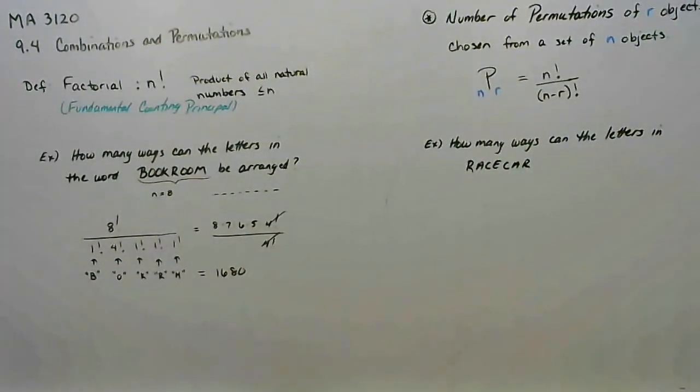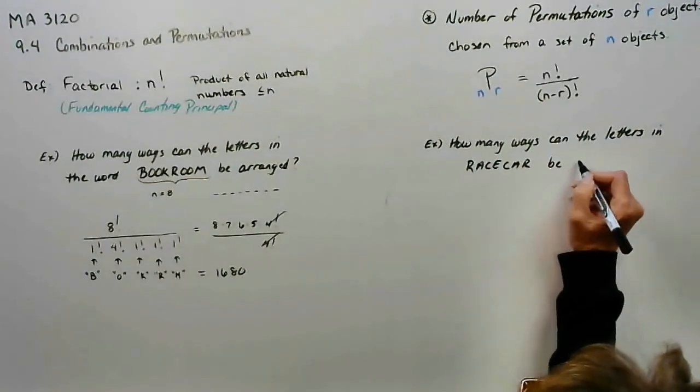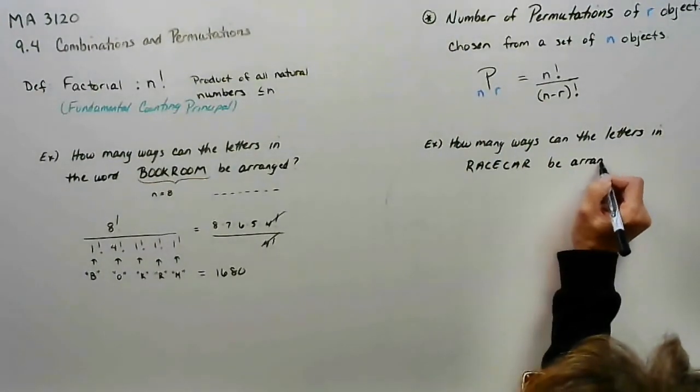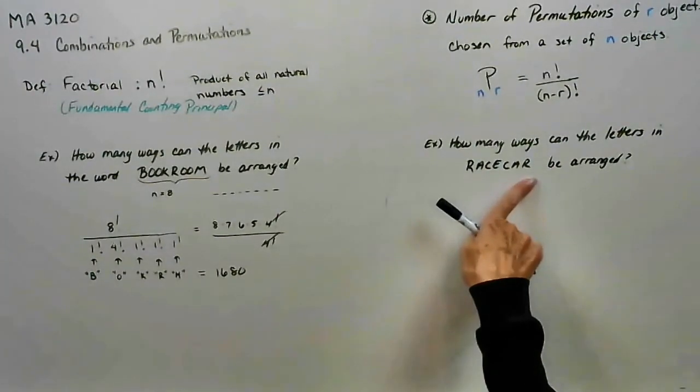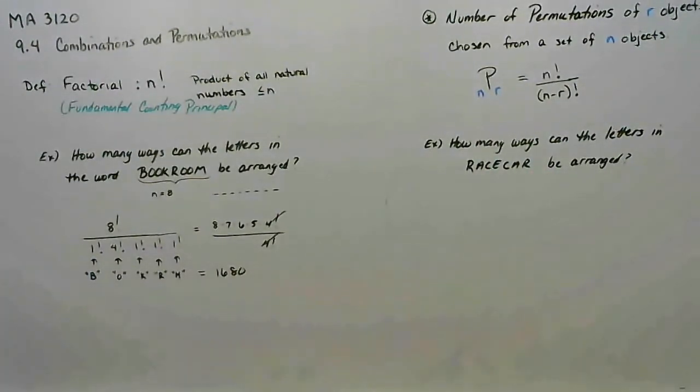So again, this is a palindrome, because it spells race car going forward and it spells race car going backward. So that's just kind of a fun little thing. All right, let's figure it out.